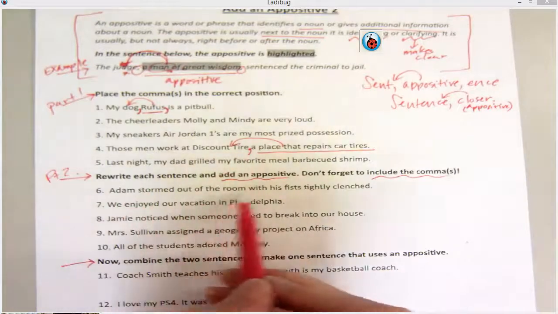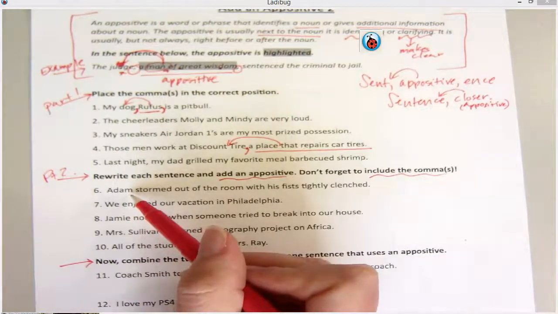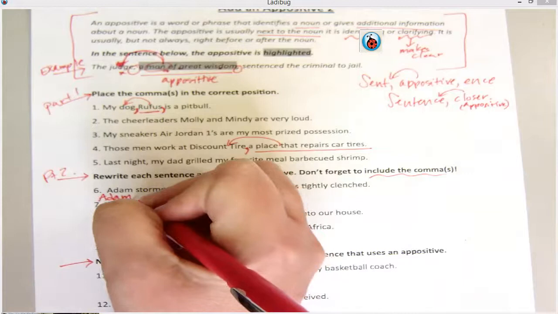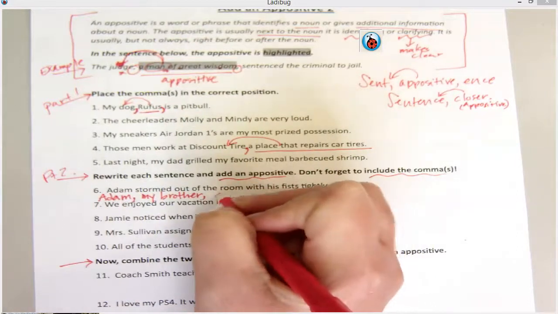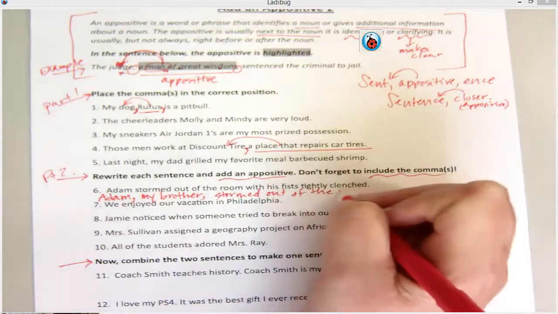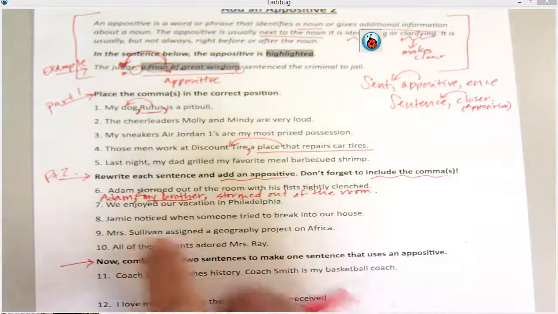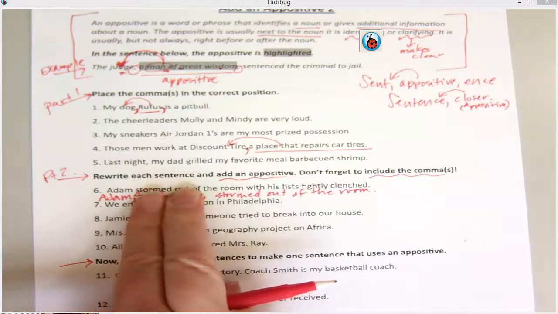So Adam stormed out of the room with his fist tightly clenched. Well, I mean, that's a sentence, but I don't know who Adam is. So in this case, I'm going to add an appositive, my brother. Adam, my brother, stormed out of the room. Adam, my brother is Adam. Adam is my brother. Notice I set it off with commas because it's extra information. If I take it out, now we're back to that complete sentence. Adam stormed out of the room. Okay?